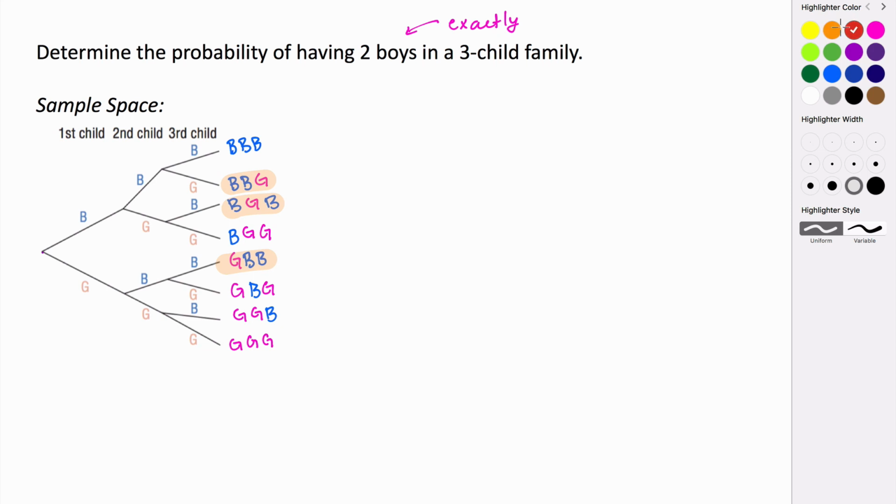So our probability here, there are 3 different ways that this can happen. So our probability of having 2 boys, exactly 2 boys in a 3-child family, is 3 ways out of a total of 1, 2, 3, 4, 5, 6, 7, 8 in our sample space. So this is the probability of having 2 boys from a 3-child family. And this is using a tree diagram.